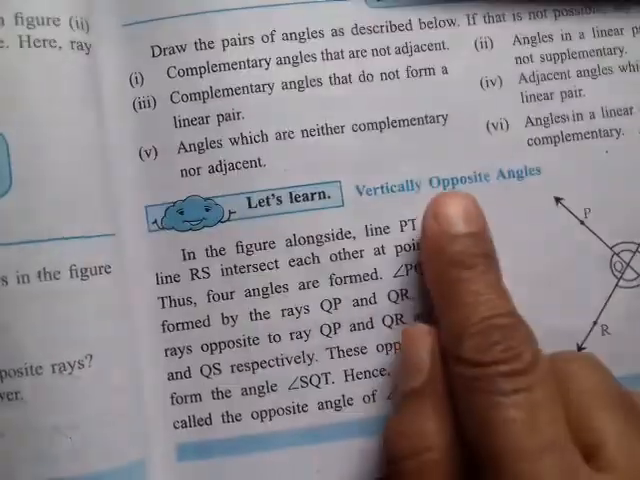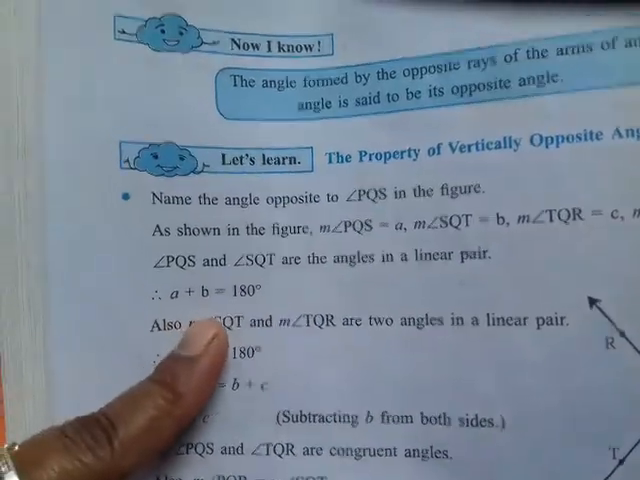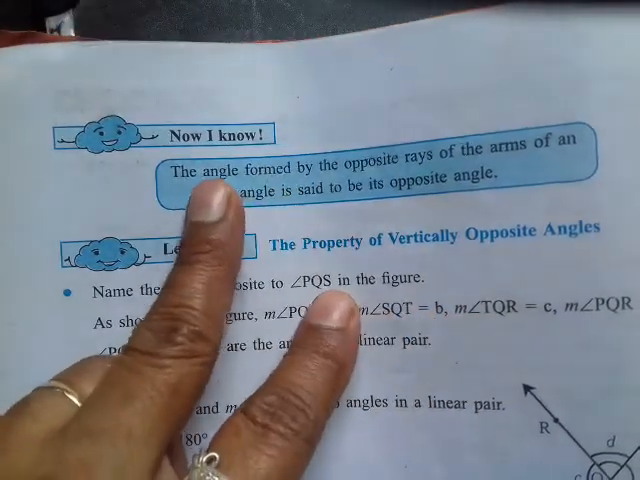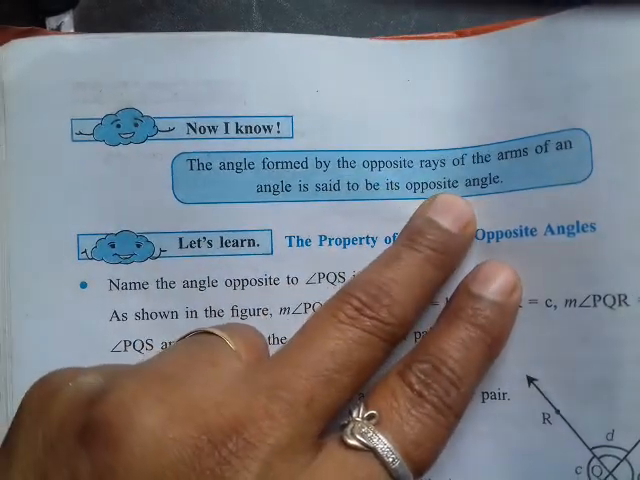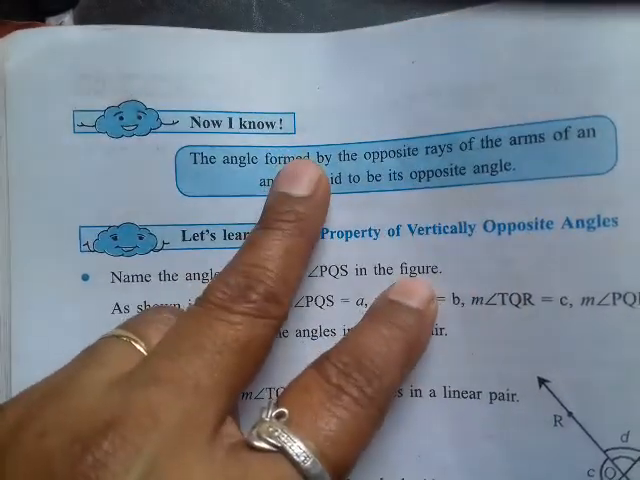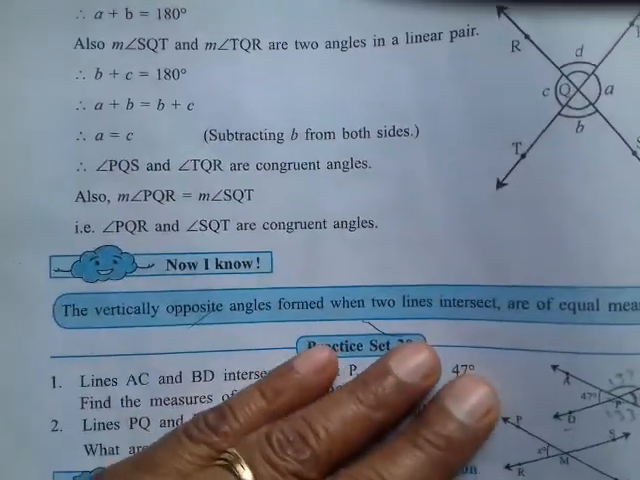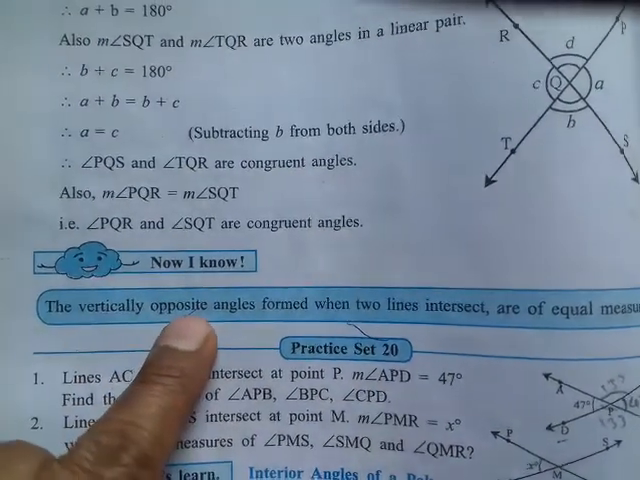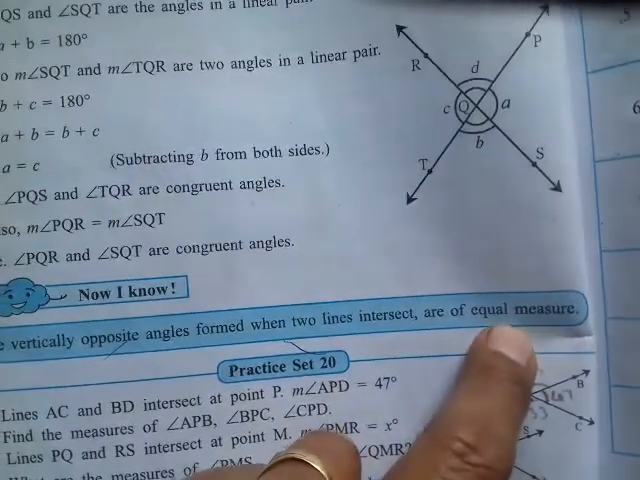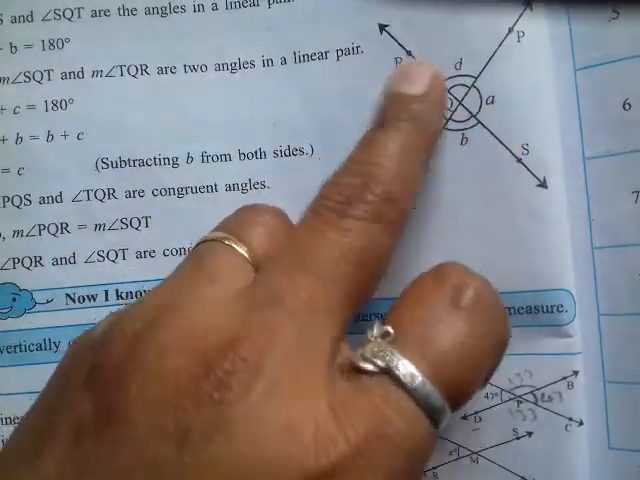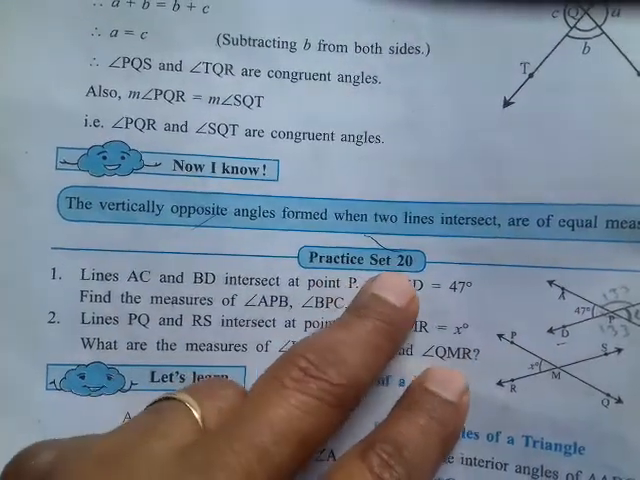In the textbook you can see the vertically opposite angles. In the definition you have to write: the angle formed by the opposite rays of the arms of an angle is said to be its opposite angle. After this definition, the property you have to write, shown by a plus d, like that I explained. The property: the vertically opposite angles formed when two lines intersect are of equal measurement. Means the opposite angles formed by two lines are always equal or congruent. Understood? Then our practice set 20.